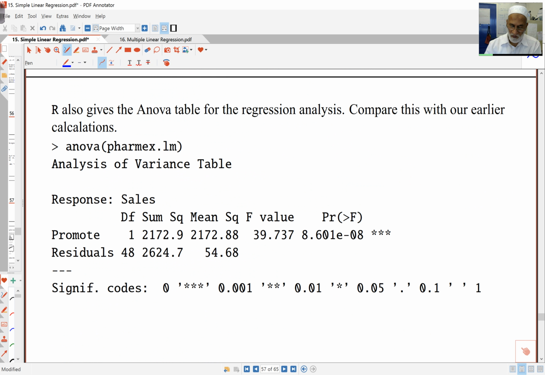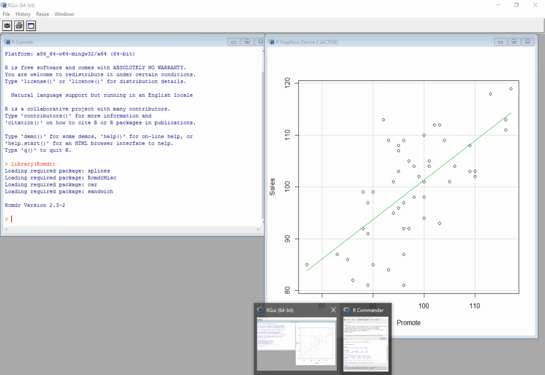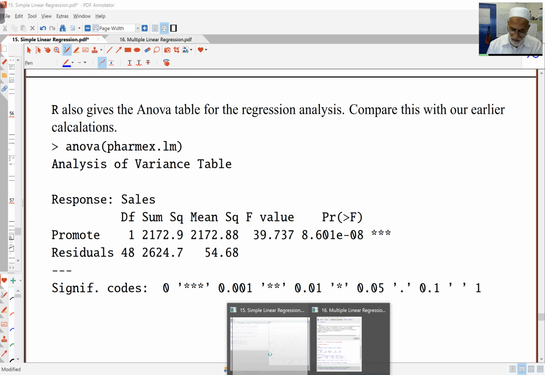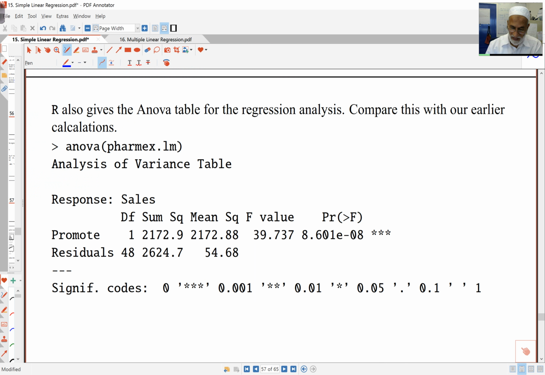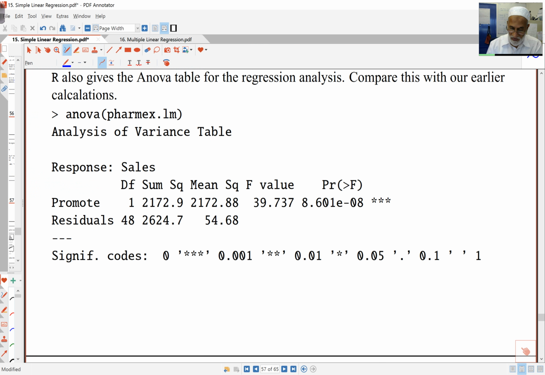Finally, I can find the ANOVA table as well by putting in this command, anova, with farmex.lm as the model. And here we had reg1.lm that we fitted. In this case, what it will give me is the ANOVA table. You can compare the calculations we had here with before. And again, the p-value here with before.